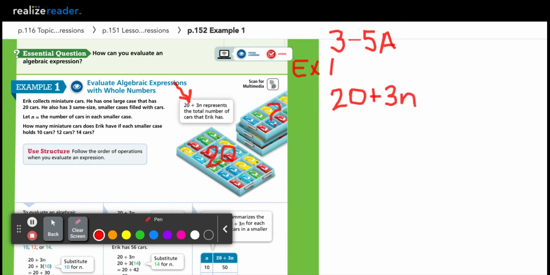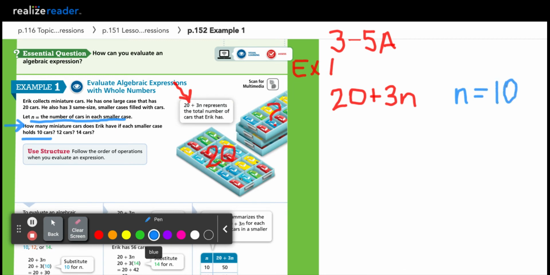That's our expression here. Well, we don't know what n is. A variable can be any unknown amount. But let's look at the word problem over here. The word problem is saying, how many miniature cars does Eric have if each smaller case holds 10 cars? Well, n is the number of cars in each smaller case. So we're going to evaluate this expression and let n equal 10.